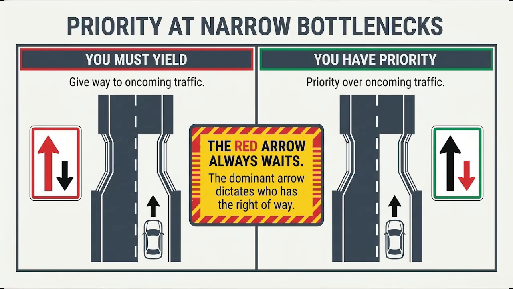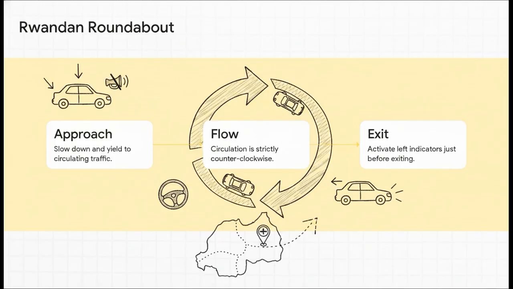Our last practical scenario is surviving the infamous Rwandan roundabout. This takes a strict 3-step procedure. First, the approach. You absolutely must slow down and yield to traffic already in the circle. Second, the flow. Because Rwanda is right-hand drive, the circulation is strictly counterclockwise. And third, the exit. You must signal left right before you intend to leave the circle.